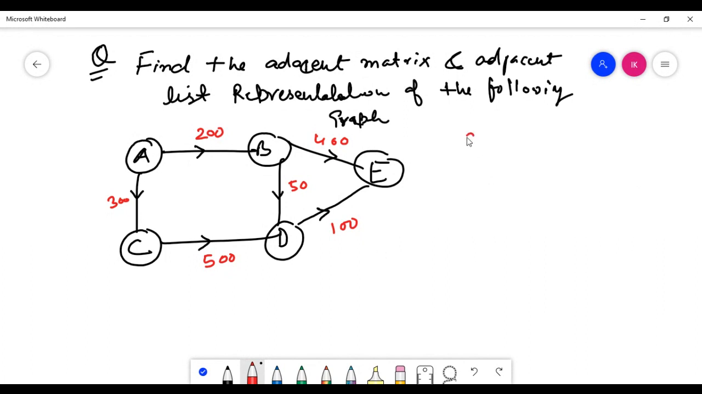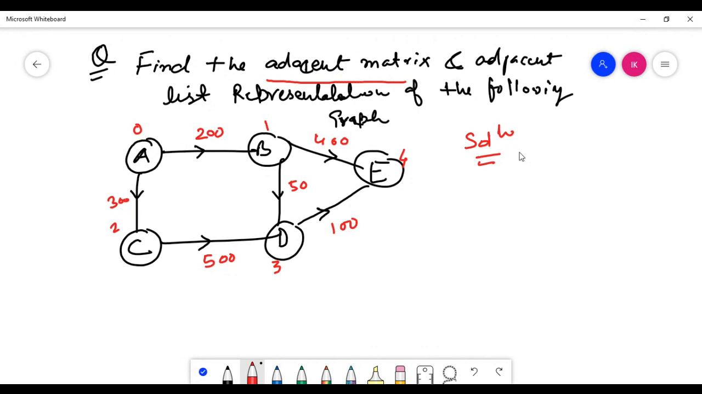So understand the question, now the solution. First, I will find the adjacent matrix for this. Before that, you put some numbers. Start from A. A is 0, B is 1, C is 2, D is 3, E is 4. When the question comes, you can start by this. A, B, C, D in order. You must put them in order.